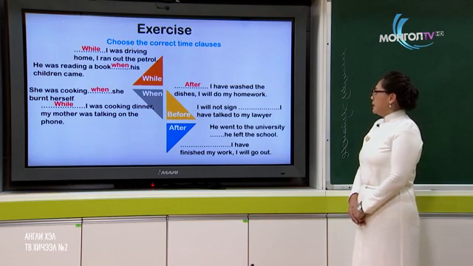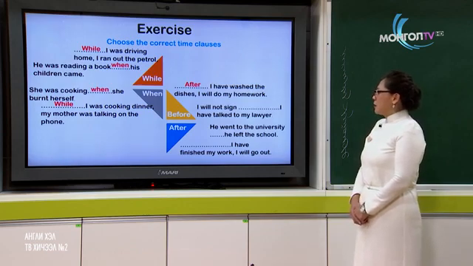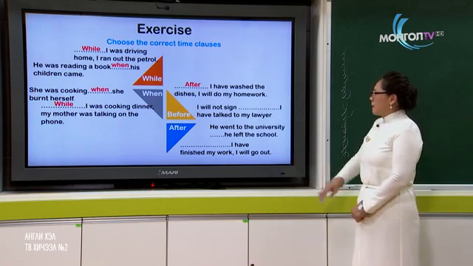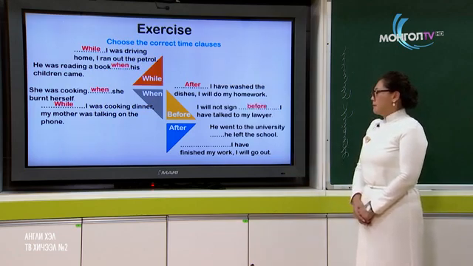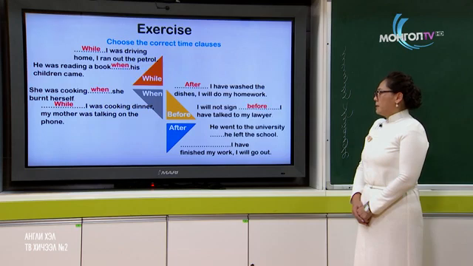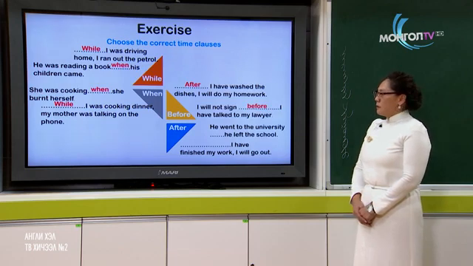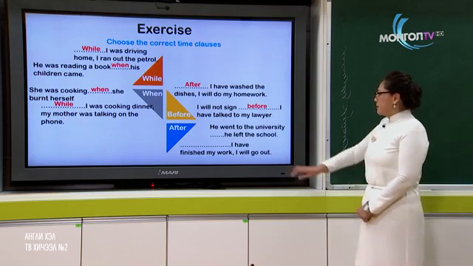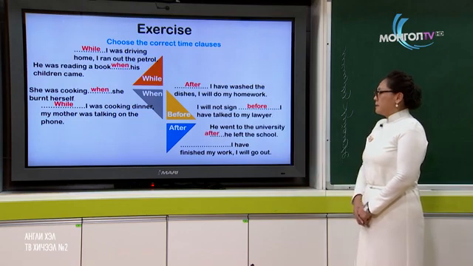Next, I will not sign blank I have talked to my lawyer. Is it before or after? Okay, are you ready? It's before. He went to the university blank he left the school. Is it before or after? When you are choosing before and after, you check the meaning of the sentence. So let's see here, after.